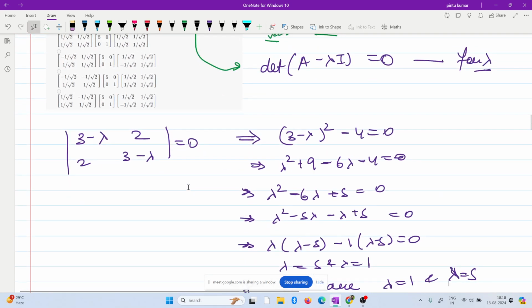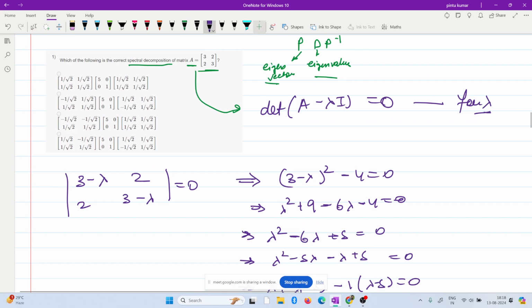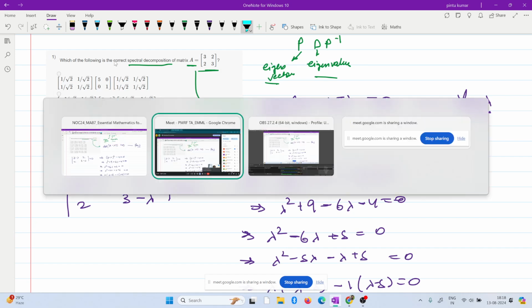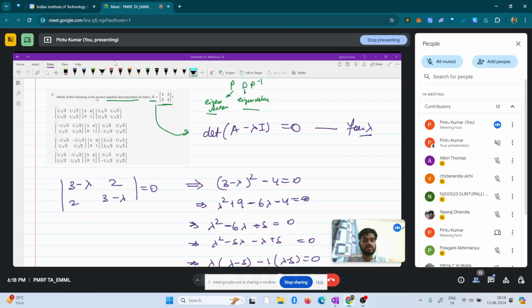So now if you match the options, in all the options, you are... okay, most probably we are solving it. We'll see if D is the correct answer or not. Okay, maybe you're right. I haven't solved it.